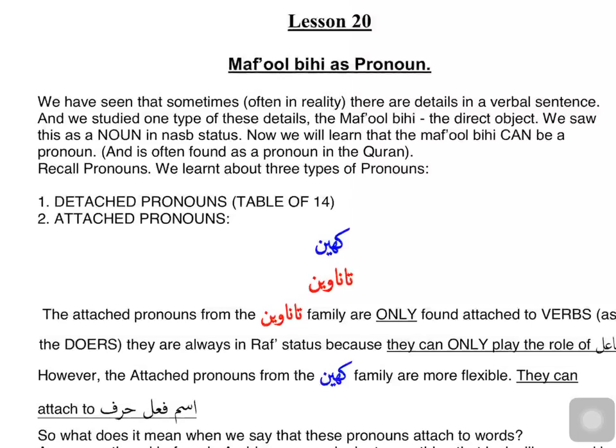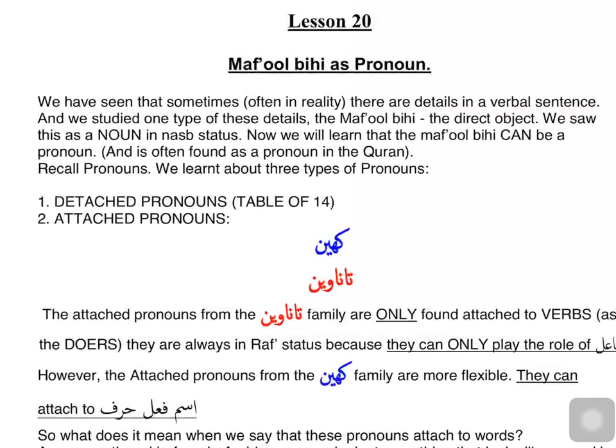In addition to fi'l and fa'il, the sentence often has details. These are called the mafa'il. One of the details is maf'ul bihi. This answers the question who or what received the action. We were talking about maf'ul bihi when it is a noun. In this case, you will see a noun after the verb in nasb status. Now we want to talk about maf'ul bihi if it is a pronoun.